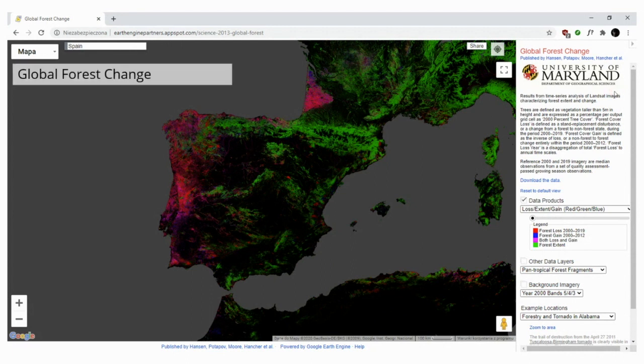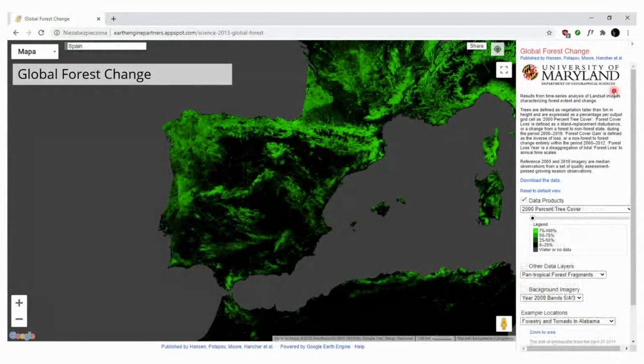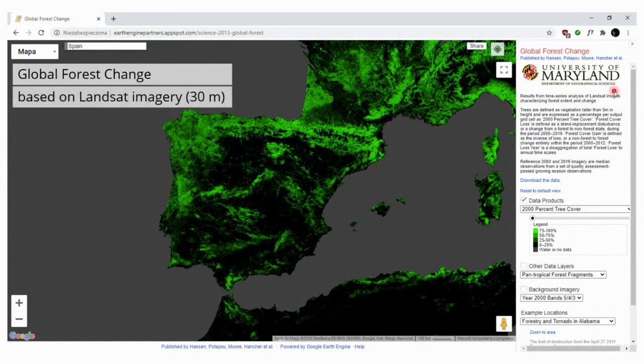Like here for different years, okay, and we have information about tree cover in the forest. So a lot of information. That service is based on Landsat imagery.